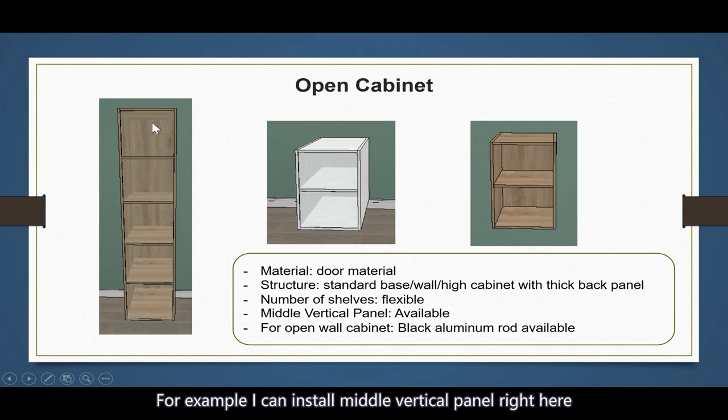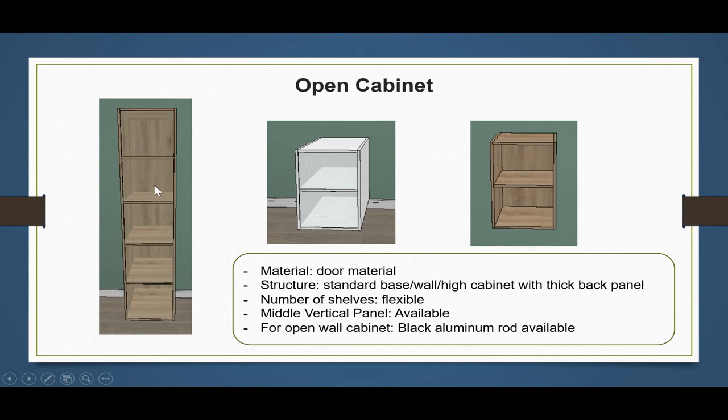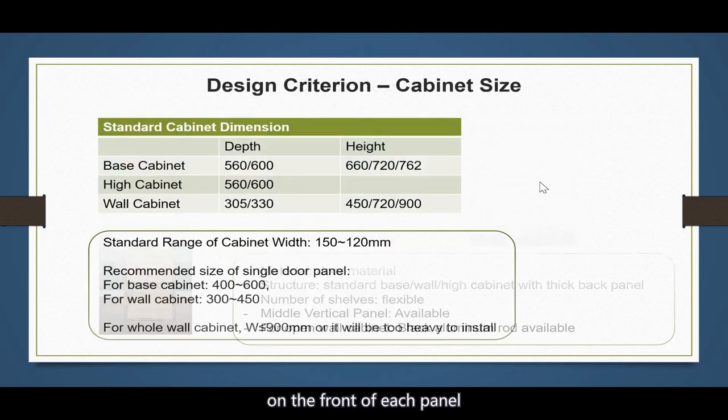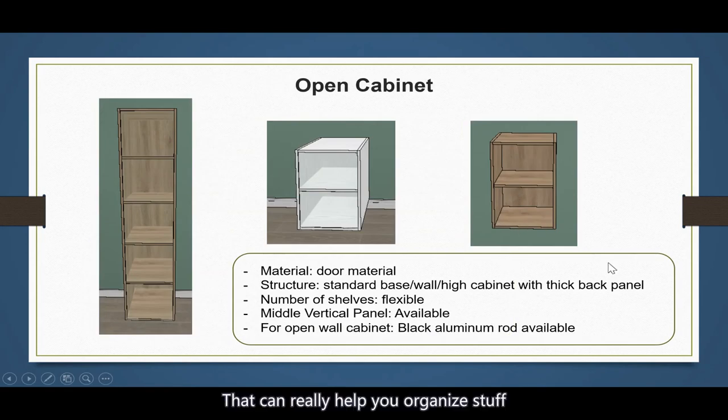And we can install middle vertical panels right here. For example, I can install a middle vertical panel right here. I can install right here. And on the other place, I can install multiple vertical panels right here. And another point I want to mention is that for the open wall cabinets, we can sometimes choose the design that has black aluminum rods. Okay, then there will be black aluminum rods installed on the front of each panel. That can really help you organize the stuff, especially for the wall open cabinets, and prevents stuff from falling down.